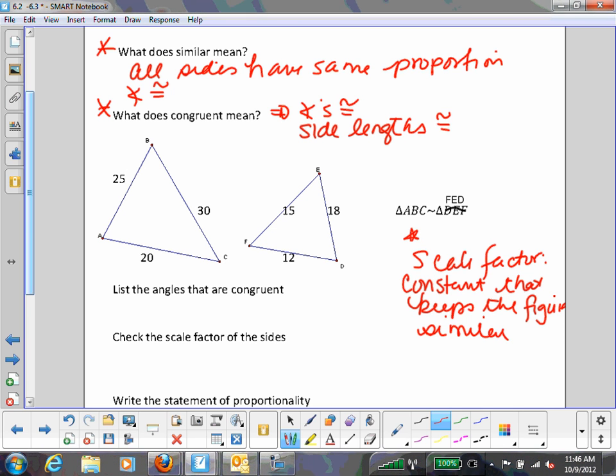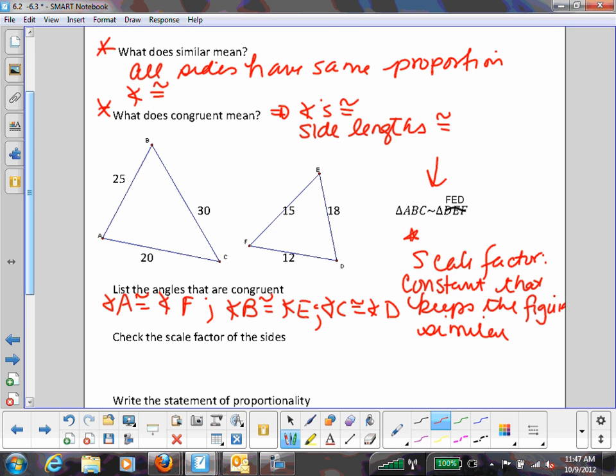Similar. Sorry. So list the angles that are congruent. Well, let's look at this. This figure here is saying that triangle ABC is similar to triangle FED. And that statement, like the congruent statements, will tell you what's going to match up. So angle A is congruent to angle what? F. Angle B is congruent to angle E, and angle C is congruent to angle D.